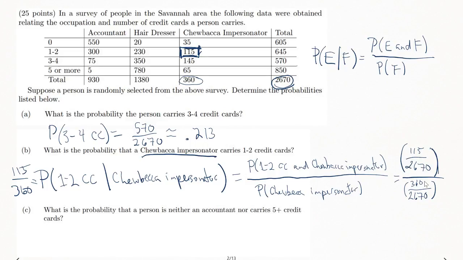Right? So now, moving forward, what is the probability that a person is neither an accountant nor carries 5+ credit cards? Oh, wowzers. So this one actually calls for a couple rules in terms of what's going on. Neither an accountant nor carries 5+ credit cards.